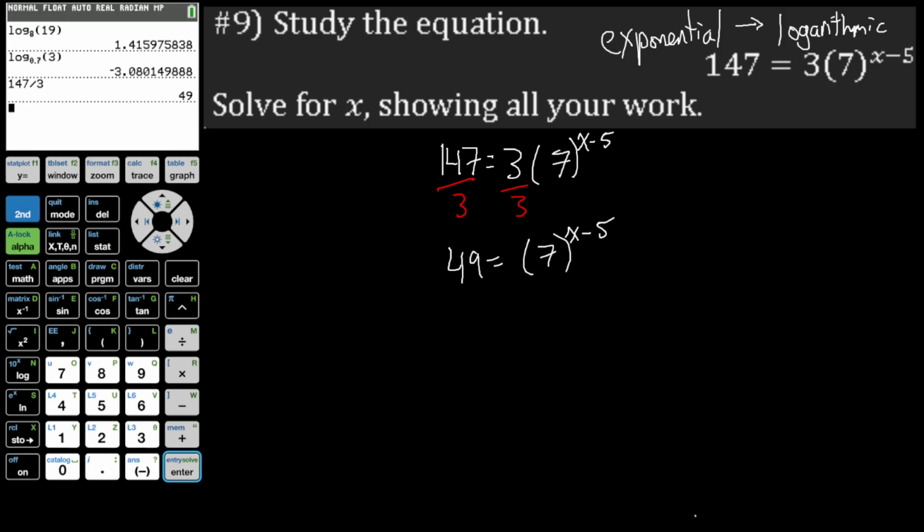Alright, so now if I look at these two, I need to take a log of both sides. So I have log base 7 of 49 is equal to log base 7 of 7 to the power x minus 5. Anytime you have a log to the same base, let me highlight what I'm talking about: anytime the log of my value is the base, that's just going to equal 1.